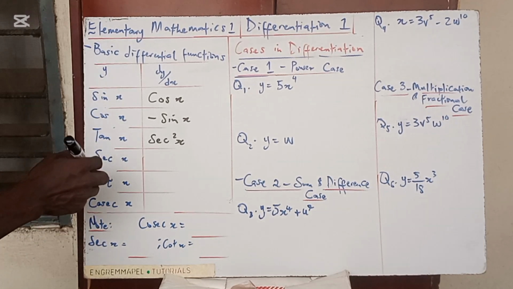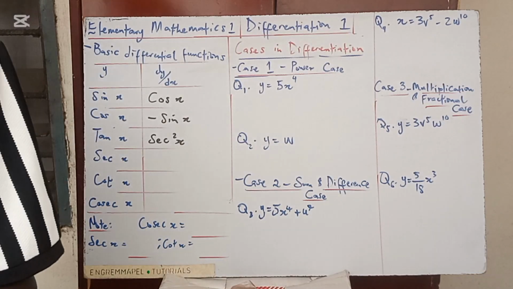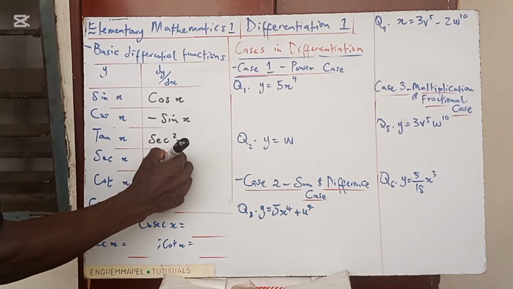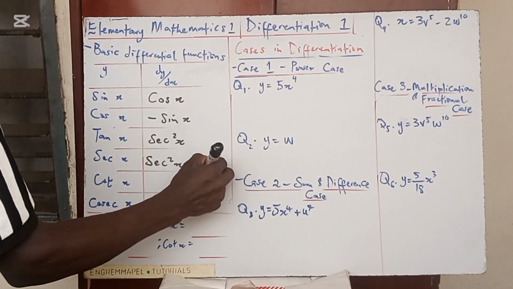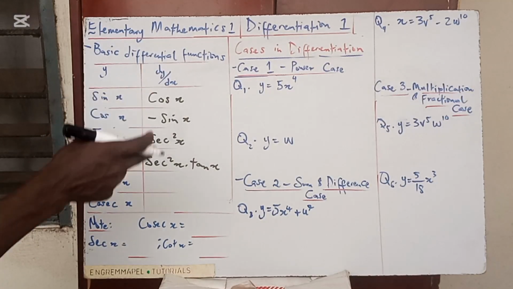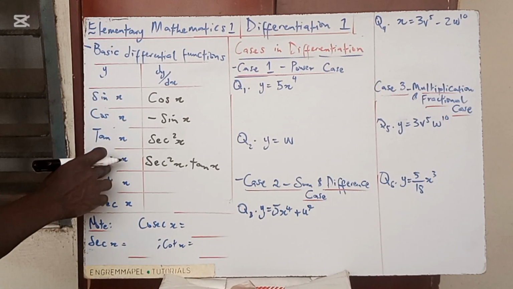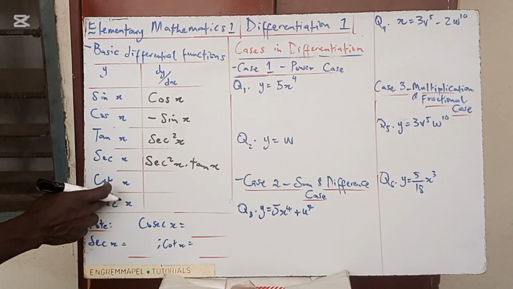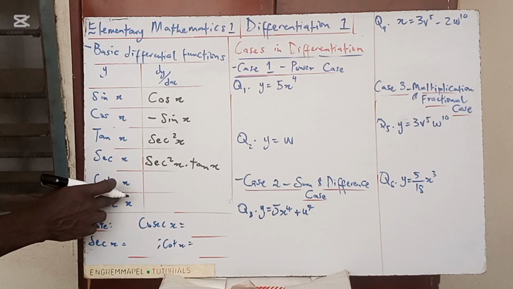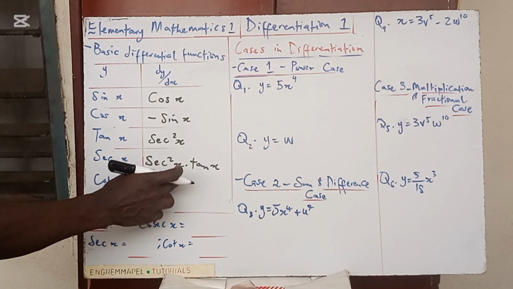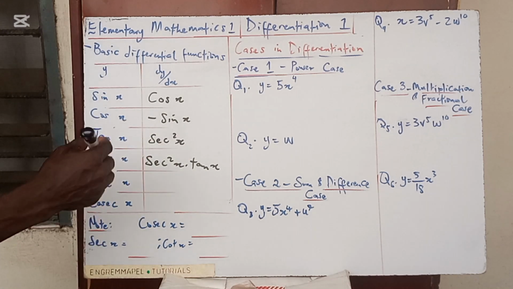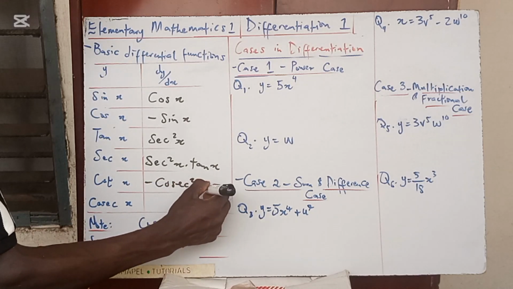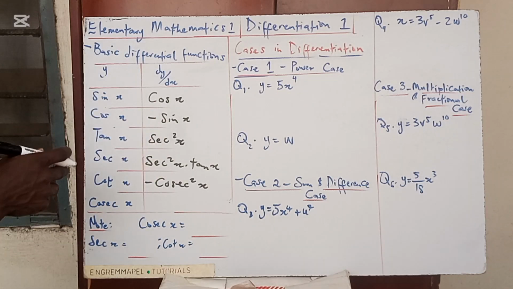So now if you are differentiating sec x, we'll be having sec x tan x. So that's for sec. If you differentiate it, you will have sec x dot tan x. So for cot x, if you differentiate cot x, it will give you minus cosec square x. Let me put it that way, minus cosec square x. So that is for cot.